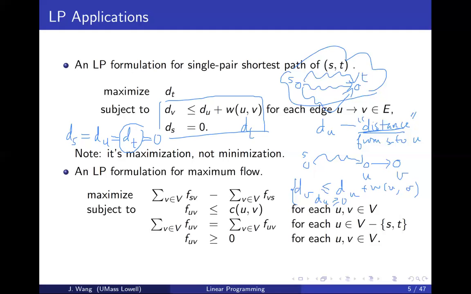By maximizing it, we also have the constraint that dt cannot be bigger than du plus w(u,t). Then, of course, we know dt has to be bounded by a constraint. Dt cannot be too big, cannot be infinitely large. And du is also bounded by the distance from S to a predecessor of u plus the weight w from that predecessor to u. So then we can have an LP formulation for this problem.